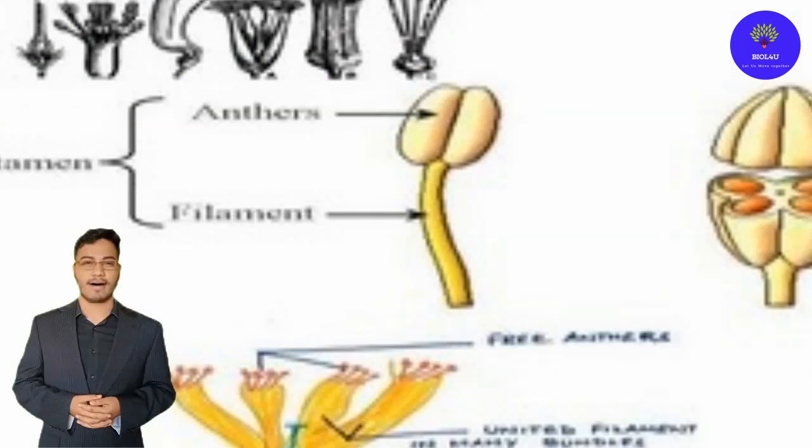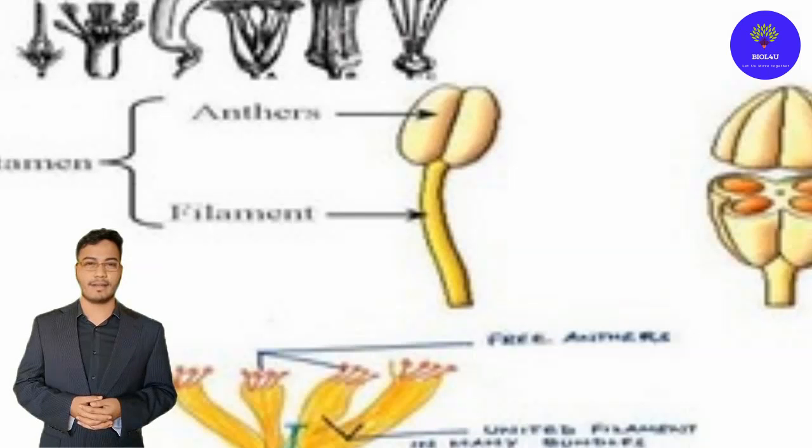Essential whorls in a flower. There are two essential whorls in a flower: gynoecium and androecium. 1. Androecium, the male reproductive organ. The individual unit is called a stamen. A stamen has a filament or stalk and an anther. The anther is usually bilobed, and each lobe contains two chambers called pollen sacs. Pollen grains are produced in the pollen sac.